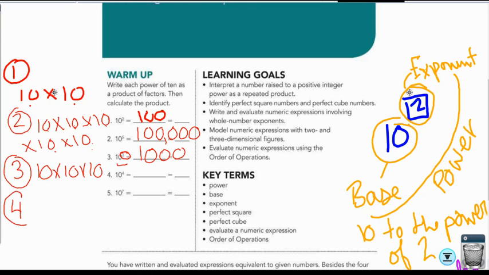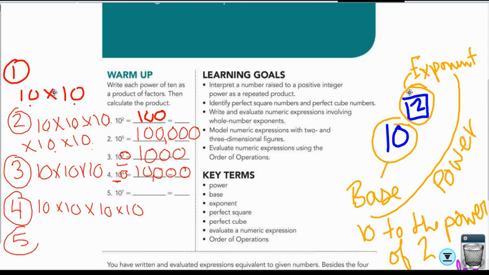If I look at number 4, my base is 10. My power is 4. My exponent is 4. So we would say this is 10 to the 4th power. So this would be 10 times 10 times 10 times 10, which is 1 with 4 zeros, which is 10,000.